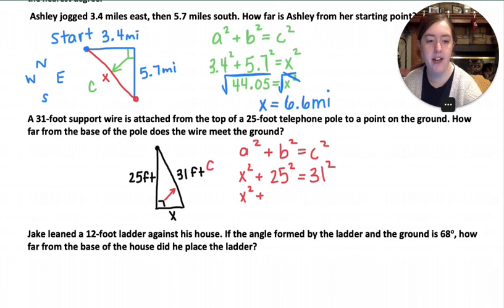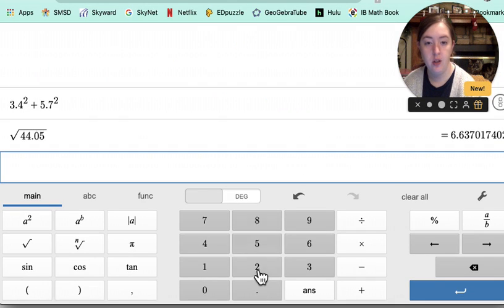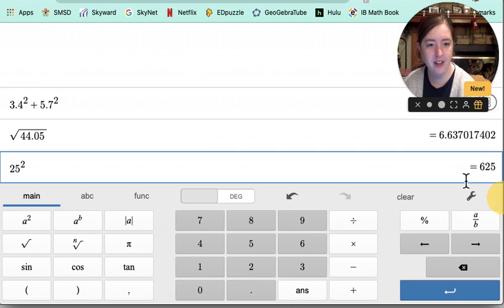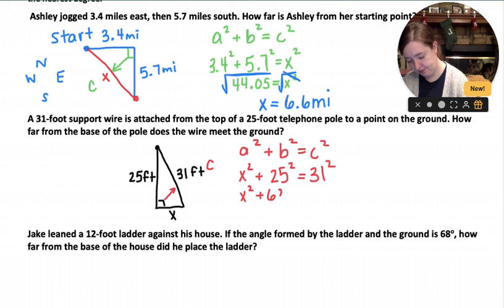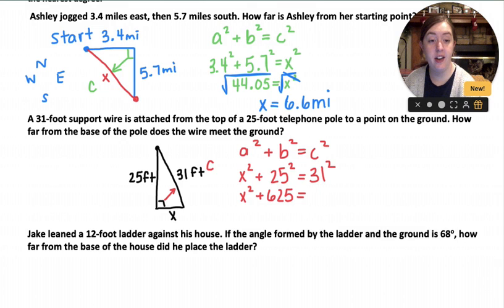Let's find out what 25 squared is. 25 squared, 625. And then we have to find 31 squared.